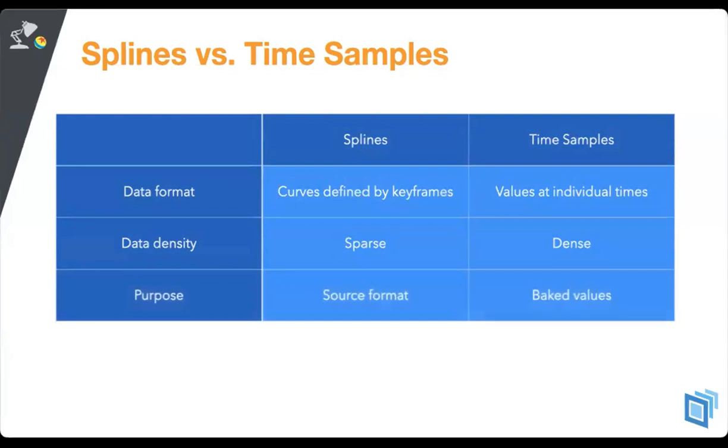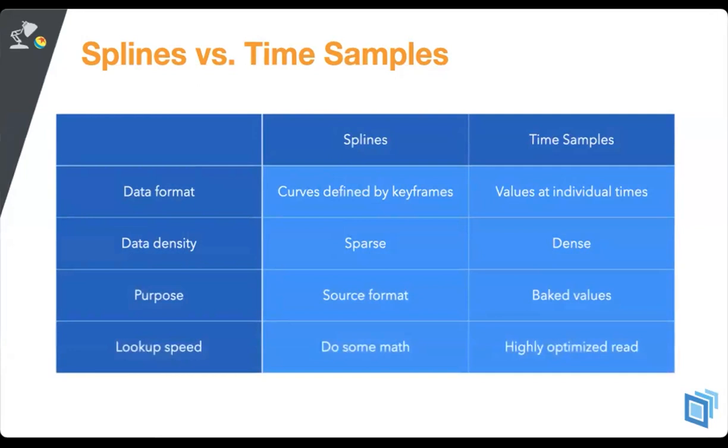Generally, splines are used as a source format, whereas time samples are used as baked values that will go into something like a pose cache or a render. And the lookup speed to get the value at a particular time with a spline requires doing a little bit of math, whereas with time samples, there is a highly optimized read that USD will perform for you.